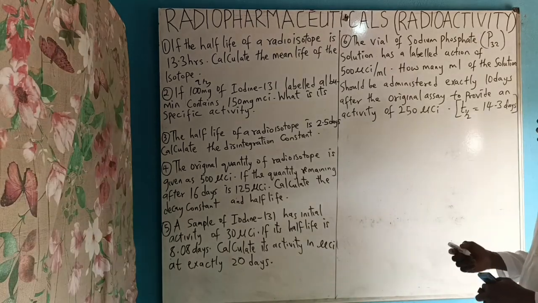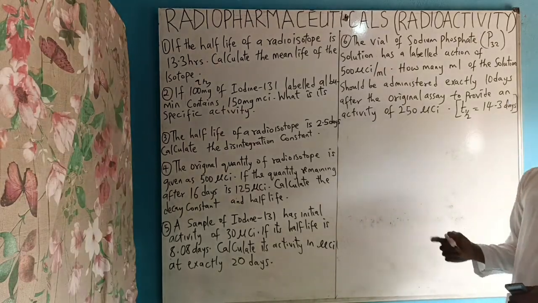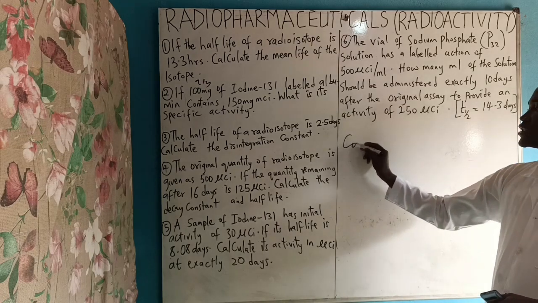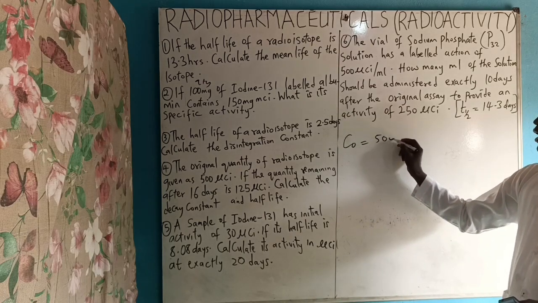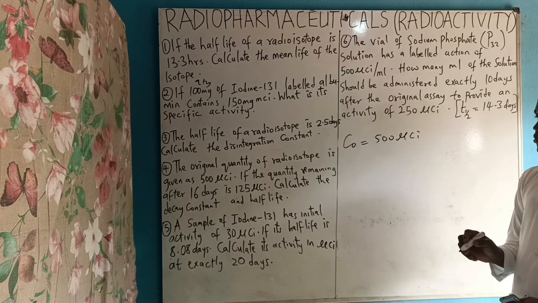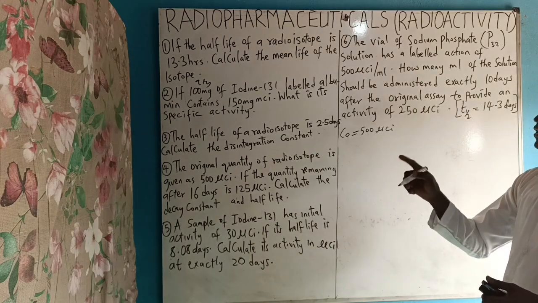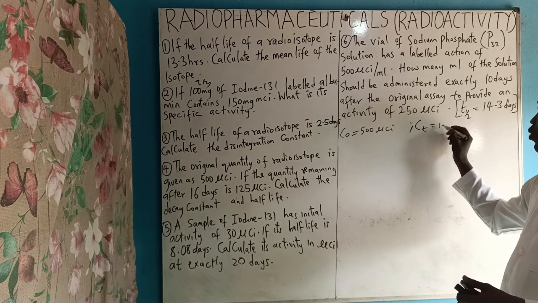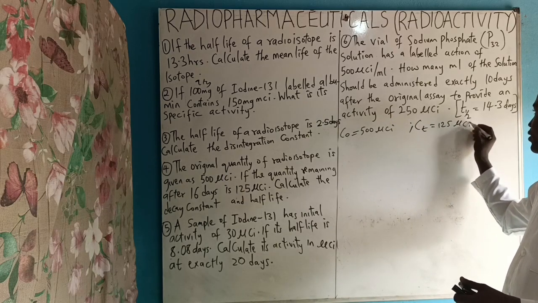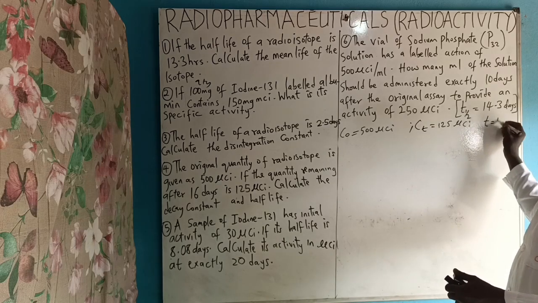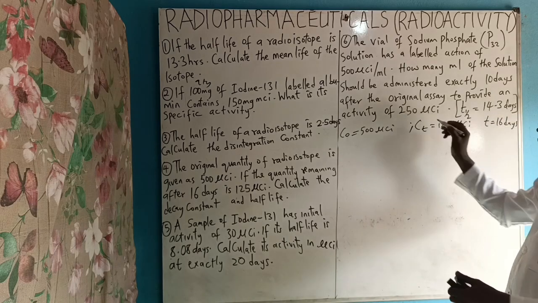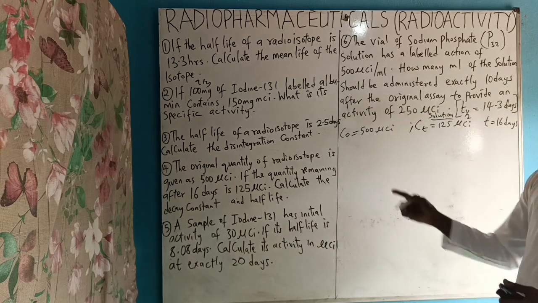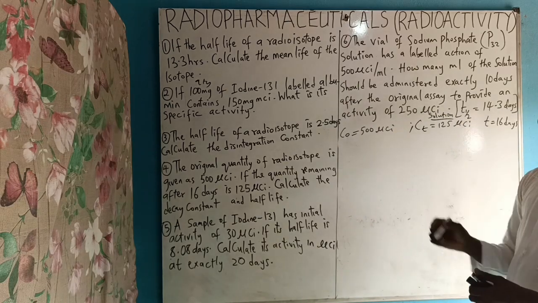Now to solve question number 4. The original quantity of radioisotope is given as this. So we say C0 is equal to 500 microcurie. The quantity remaining after 16 days, we'll call it Ct, is equal to 125 microcurie. After 16 days, calculate the decay constant and half-life.